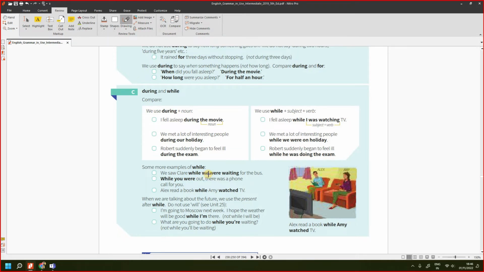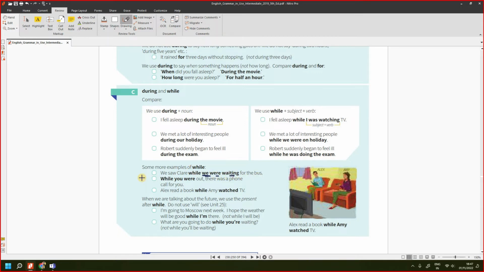We saw Claire while we were waiting for the bus. So you see here, we is a subject, saw is a verb, Claire is a noun, while is a preposition, and then we have a subject, we, then an auxiliary verb, were, and then waiting, which is a main verb. So this construction is there. You have to ensure this, otherwise the sentence construction may go wrong.